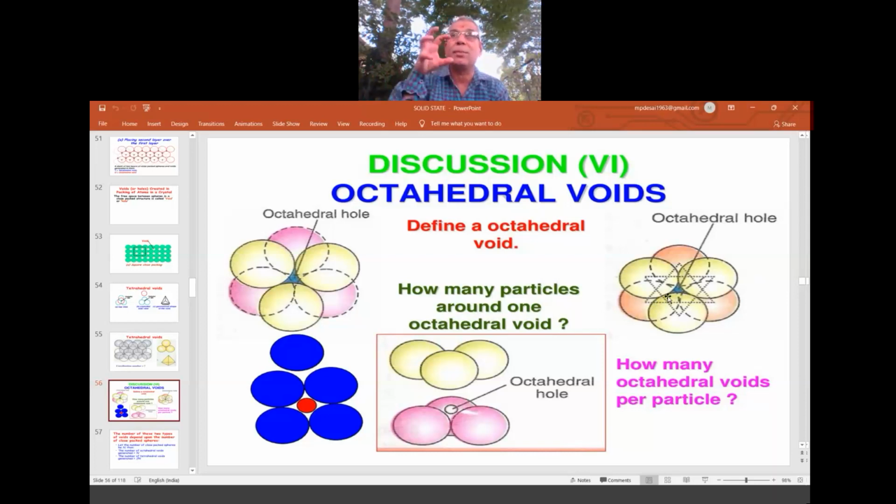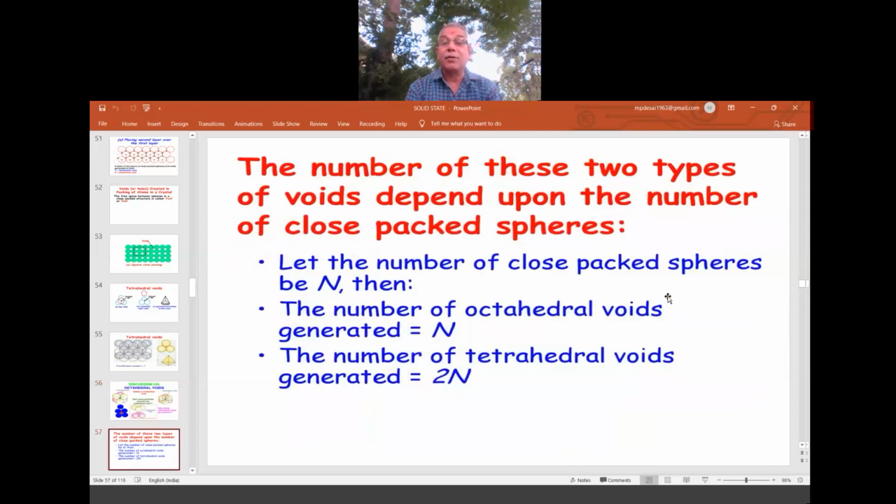So how they appear, how they occur, how they are seen, how they are visualized, accordingly we call it a tetrahedral void or an octahedral void. But voids are there. Now how many voids are there? So voids are there, but how many? So this is done by the calculation part. Upon complete calculation, the stoichiometry part, everything they have taken care of.